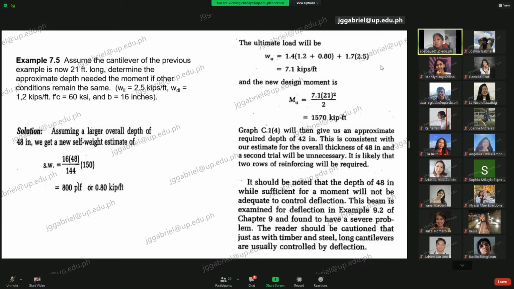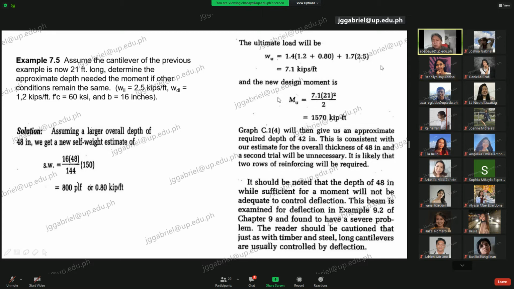Okay? That 1.4 and 1.7, it is also okay if your computation for MU wasn't computed yet with 1.4 or 1.7, because practically you should get the same answer. But make sure that you only multiply 1.4 for dead loads, even after this formula is computed.